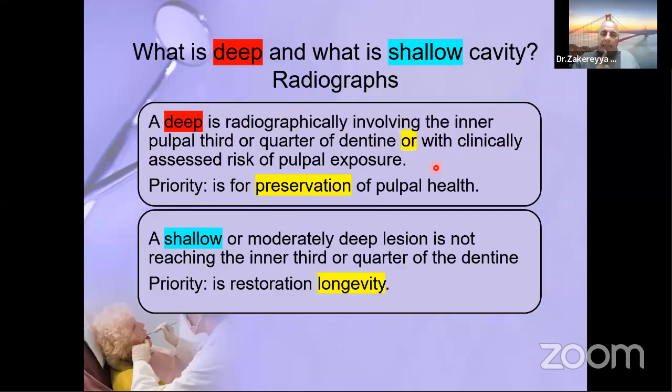Listen, classification into deep and shallow is important for the management because managing the deep is different from managing the shallow. A shallow or moderately deep lesion is not reaching the inner third or quarter of the dentine. So in the deep, the priority is for preservation of the pulpal health. While in the shallow, we are away from the pulp. There is a lot of dentine between the lesion and the pulp, okay? So our priority here is restoration longevity.